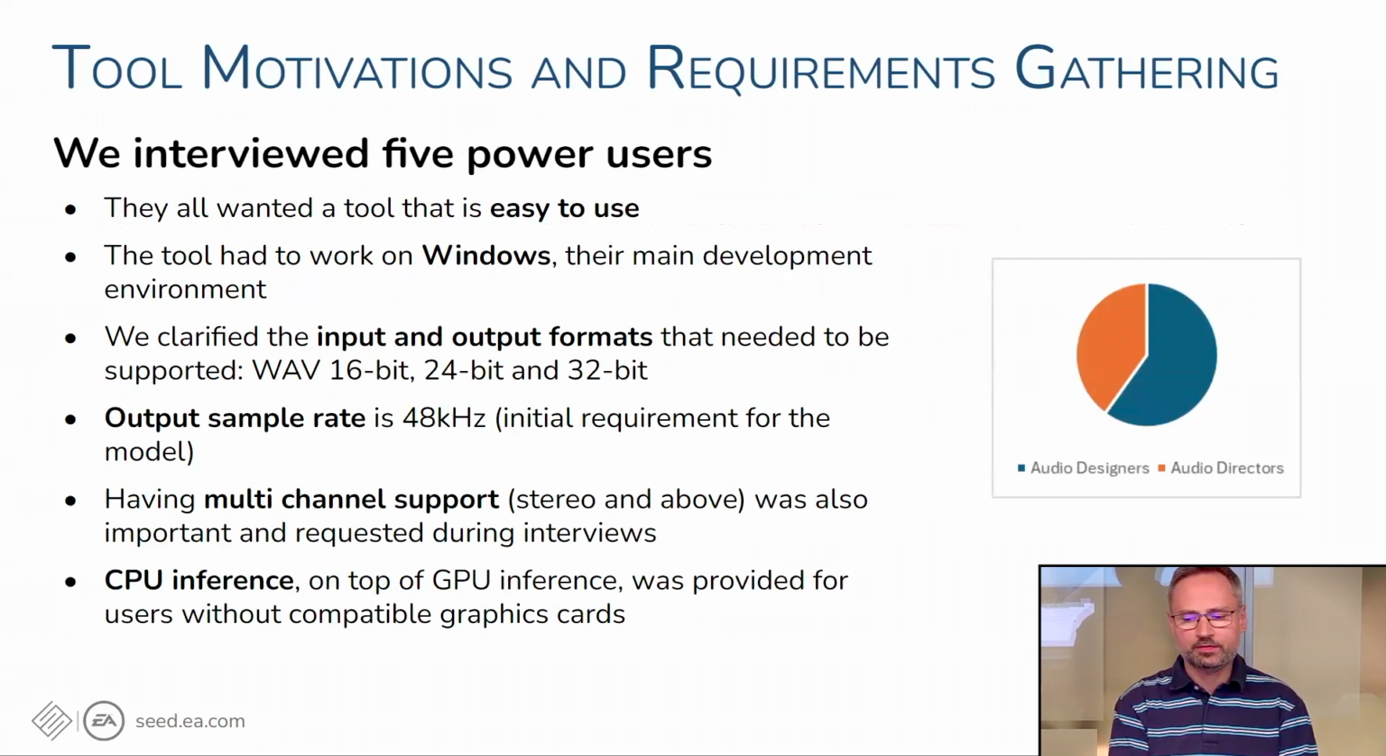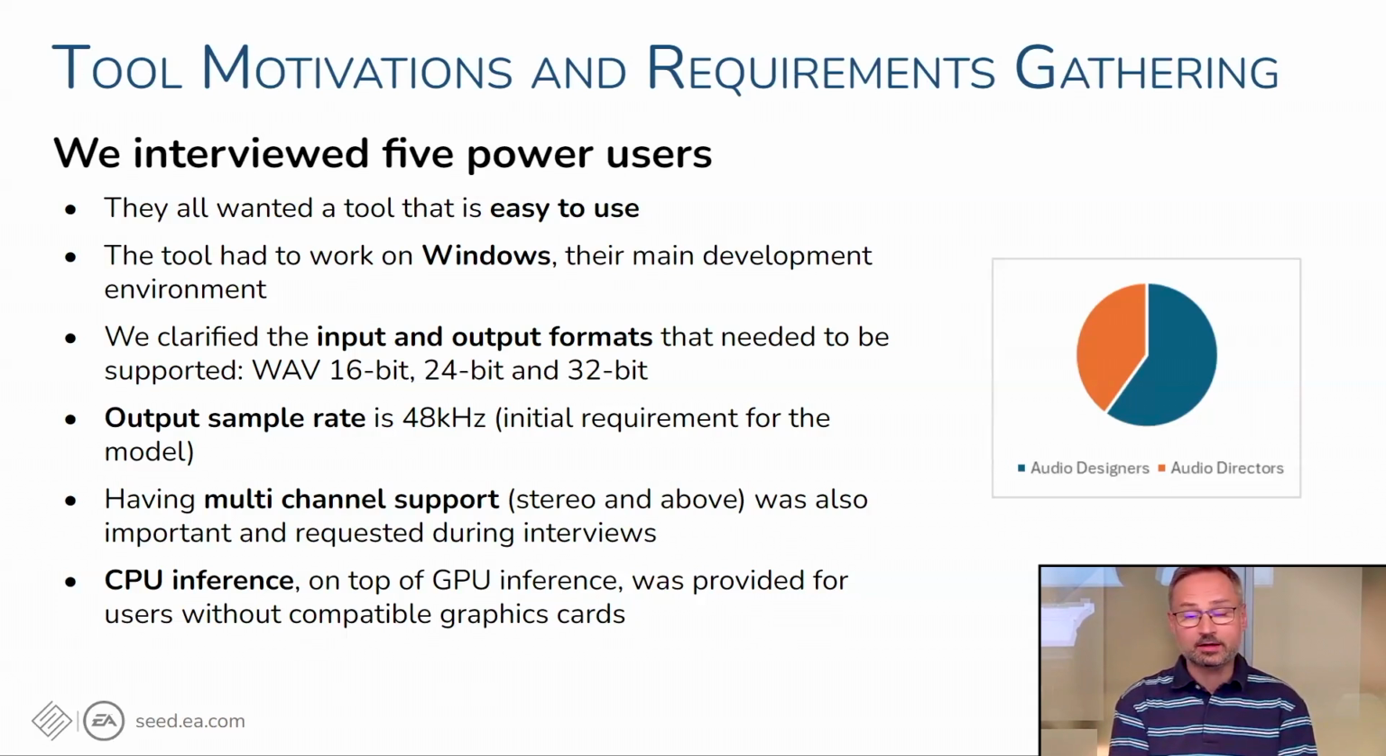So we interviewed 5 power users for the requirements gathering and validation. They all wanted a tool that is easy to use, and it had to work on Windows, the main development environment that the designers use for creating games here at EA. During interviews, we also clarified the input and output formats, in this case WAV at different bit depths and a sample rate of 48 kilohertz, which was the initial requirement for the model coming from the research phase of the project.